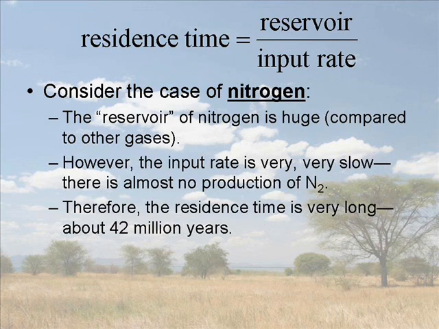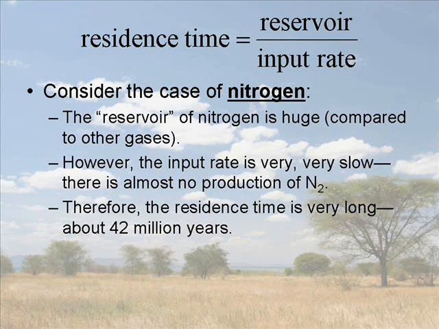Let's do one more example here, the residence time of nitrogen. Now, the reservoir of nitrogen is huge. About 78% of the Earth's atmosphere is nitrogen. So there is a lot of nitrogen in the Earth's atmosphere. On the other hand, the input rate of nitrogen is very, very slow. It's produced by certain bacteria, and that's about it. So there's a very big number on the top of this fraction, the reservoir, divided by a very small number for the input rate. And as a consequence, the residence time of nitrogen is extremely long. It's about 42 million years.